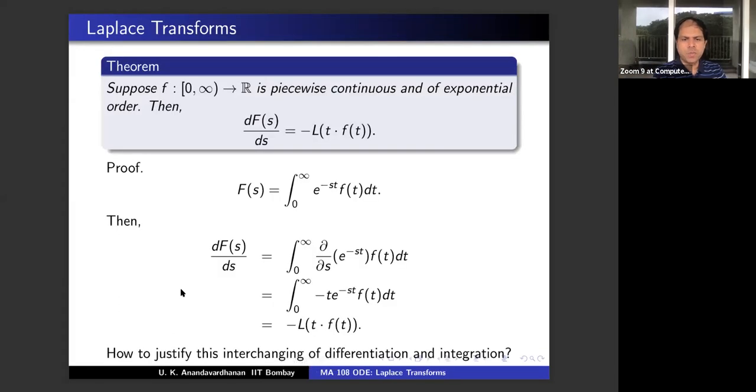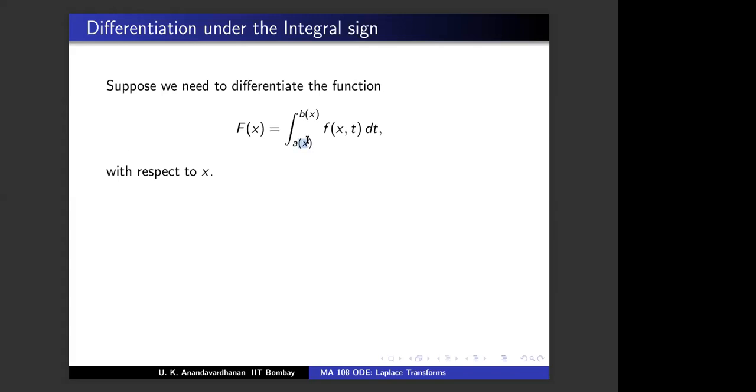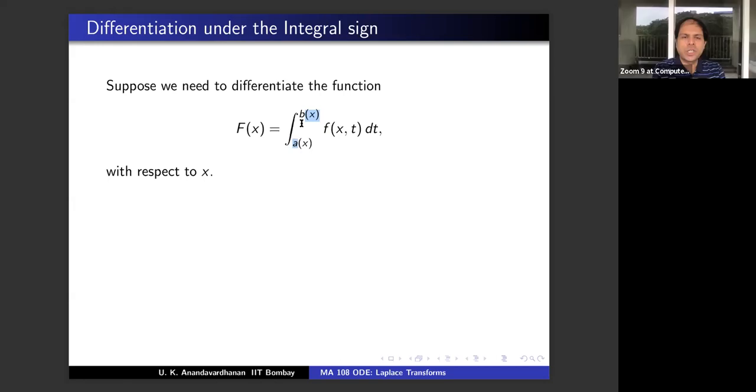Here it is a simple situation, and more generally, this is just copy pasted from Wikipedia under this title, differentiation under the integral sign. Suppose you need to differentiate this function, integral of f of x, t dt. What is varying from a(x) to b(x)? t is varying from a(x) to b(x). And this is more general because a(x) and b(x) are now functions.